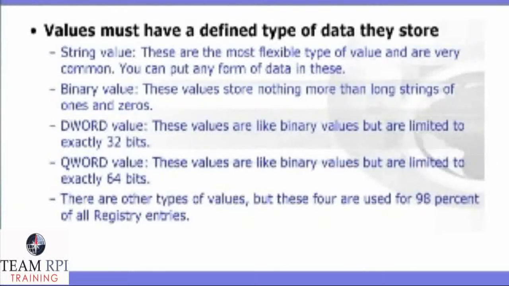The string value is the most flexible type of value. You can put any form of data in a string value. The binary value, these values store nothing more than long strings of ones and zeros. The D-word value is limited to exactly 32 bits, where the Q-word value is limited to exactly 64 bits.